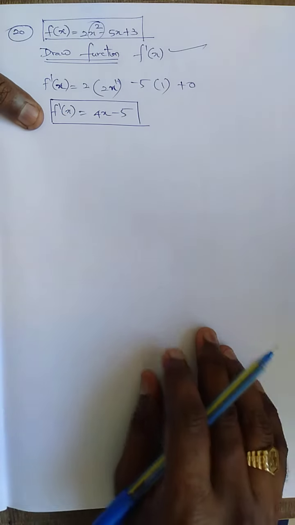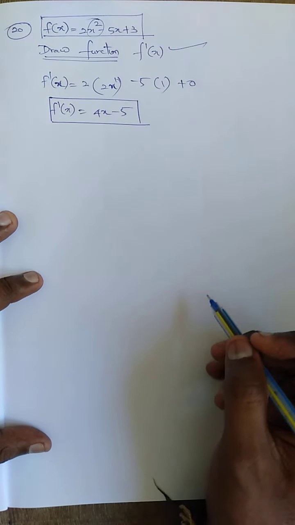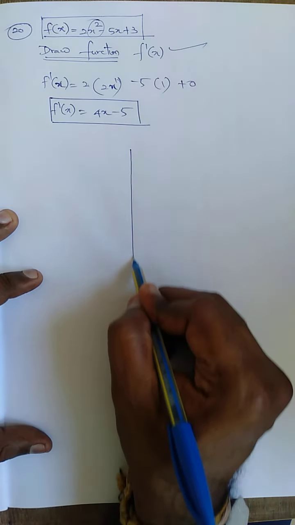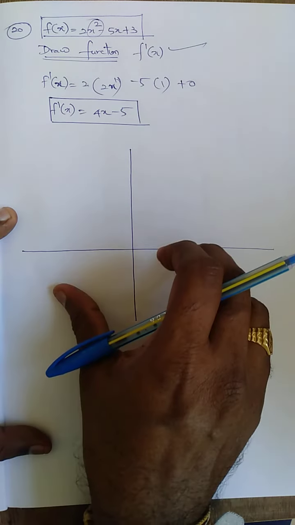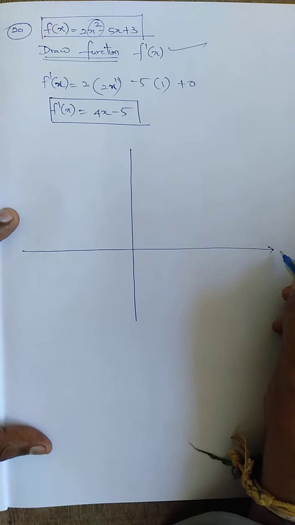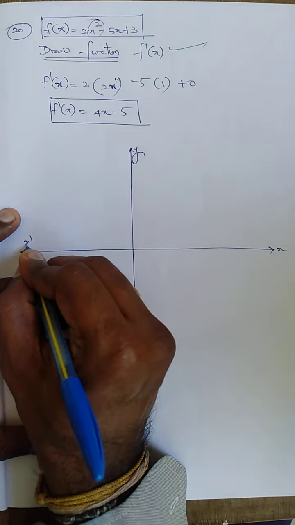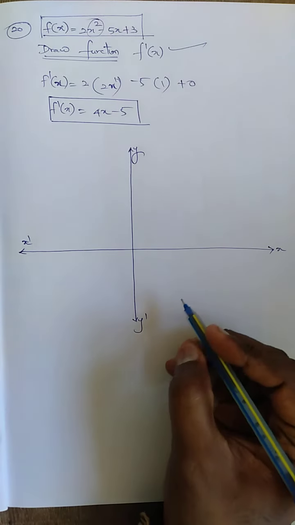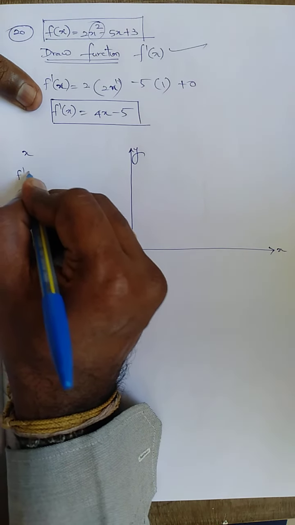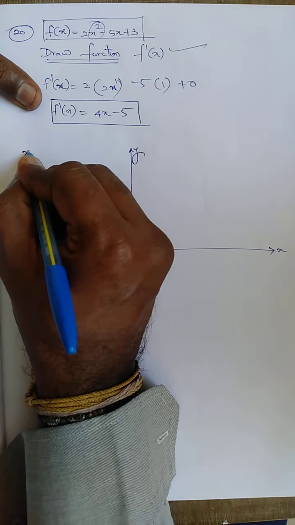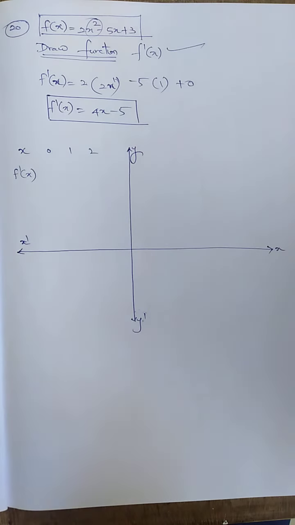Now I am going to draw the line for this sum. I don't have any scale here, so I will draw freehand, but you should draw using a scale. If you have graph paper, please attach it; otherwise, use a scale and draw properly. X, y, x dash, y dash. First plot the points x and f dash of x. I'm going to take x values 0, 1 and 2. These 3 points are enough.